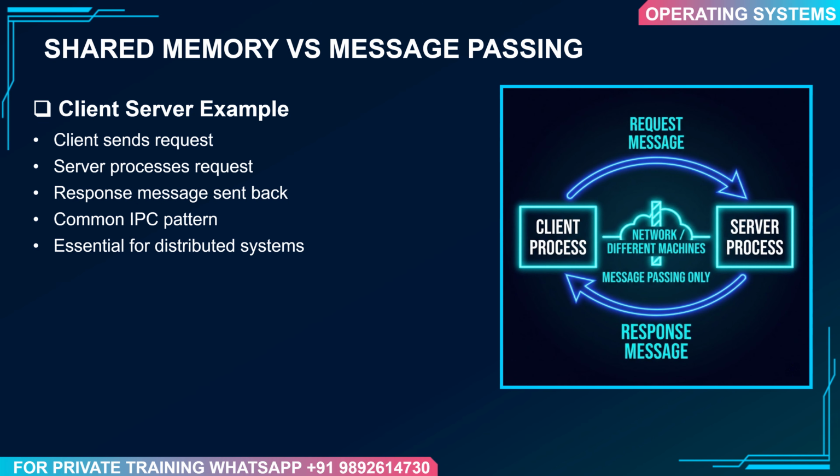Let us take a simple example. Suppose you have a client process and a server process. The client sends a request message asking for some service. The server receives the message, processes the request, and sends back a response message. This pattern is very common in operating systems and distributed systems. In fact, when processes run on different machines, shared memory is not possible at all. Message passing becomes the only option.